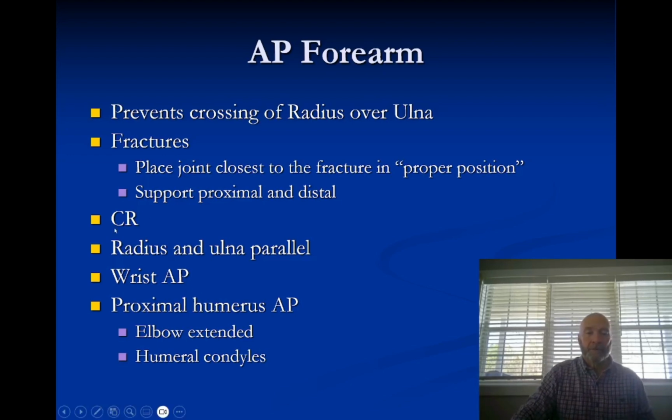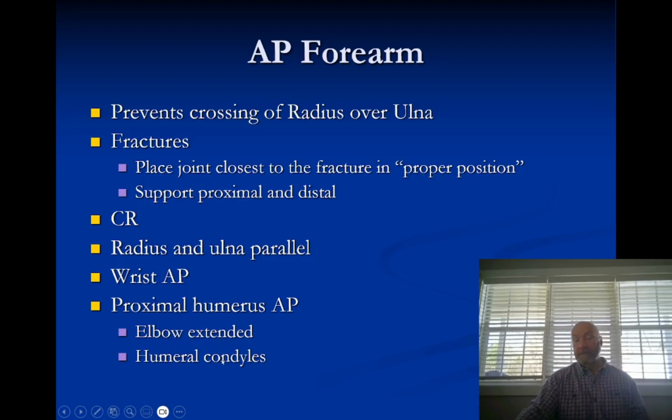Sometimes what you may have is an AP of the proximal end, roughly, and a PA of the distal end. So central radius is going to just be the middle of the anatomy. Radius and ulna should be parallel to each other. The wrist should be in an AP orientation, AP projection. Proximal humerus AP, and the elbow should be extended as much as possible.